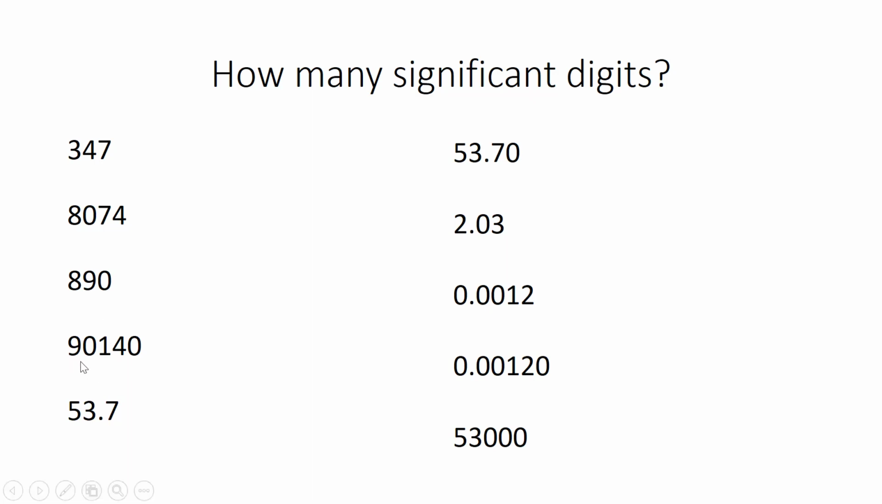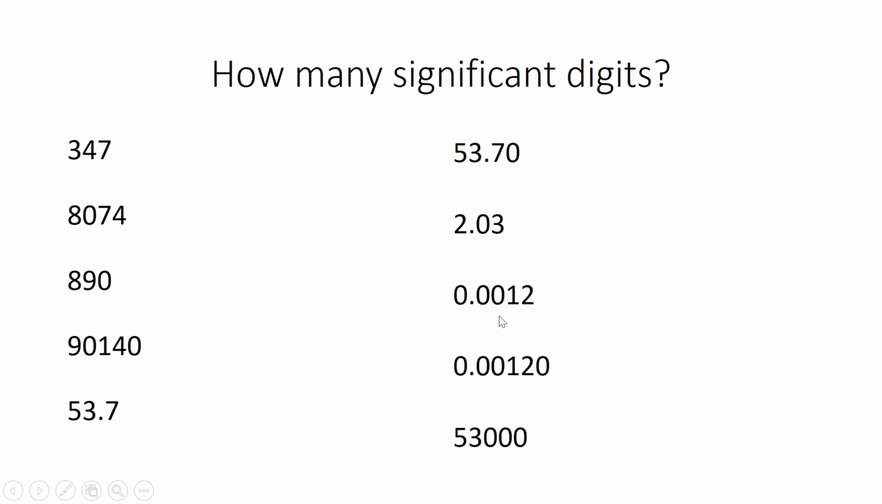How about in this one? Only has 4 significant digits. That final 0 is not significant. 3 significant digits here. How many in this one? Yeah, that final 0 is trailing. It's after the decimal, so that is significant. So 4 significant digits here, 3 here.